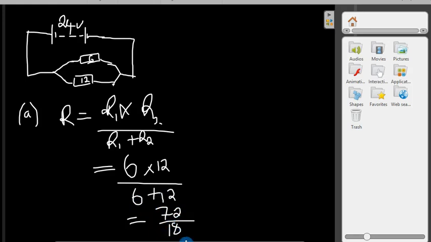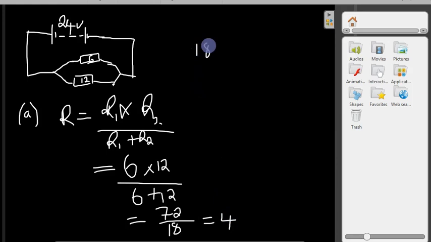Okay, so what is 72 divided by 18? 18 into 36 is 2, so there are 2 36s in 72, so this gives us 4. Let's just prove if that's true.